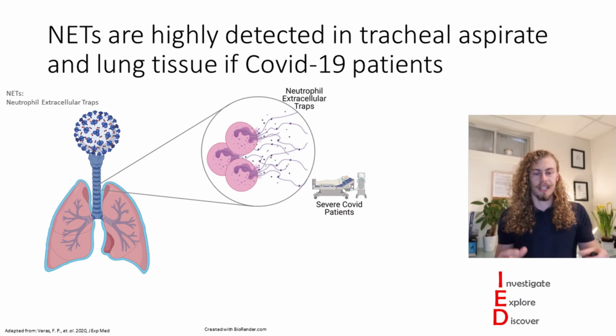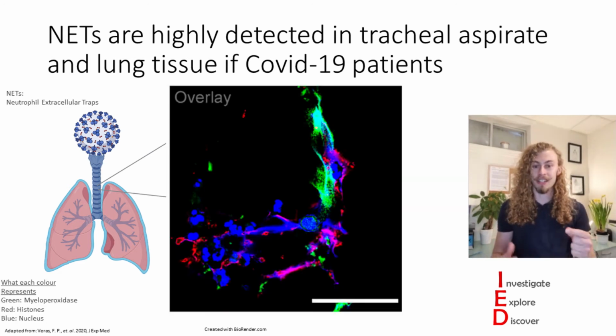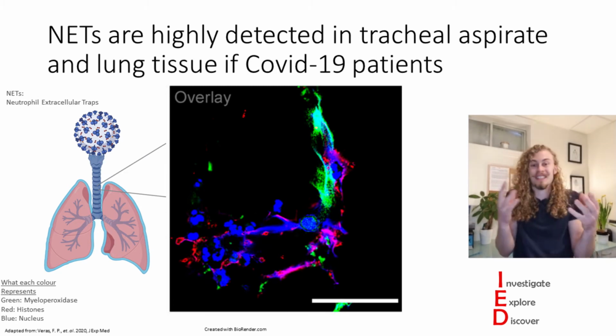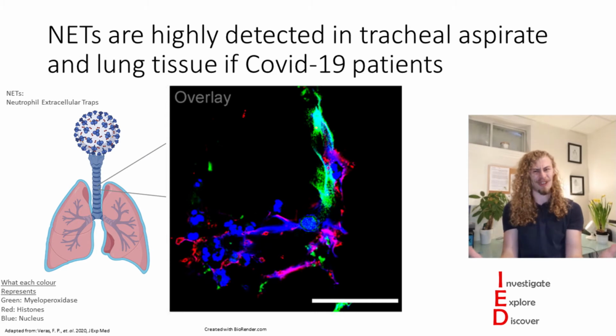In addition to looking in the blood, they also looked in the tracheal aspirate of people affected with severe COVID-19, and they found that in this location, there was also an increase in neutrophil extracellular traps. And again, you can see it right there. You can see what these cells are doing. Like, oh, it's so cool. You don't get to see that so often.